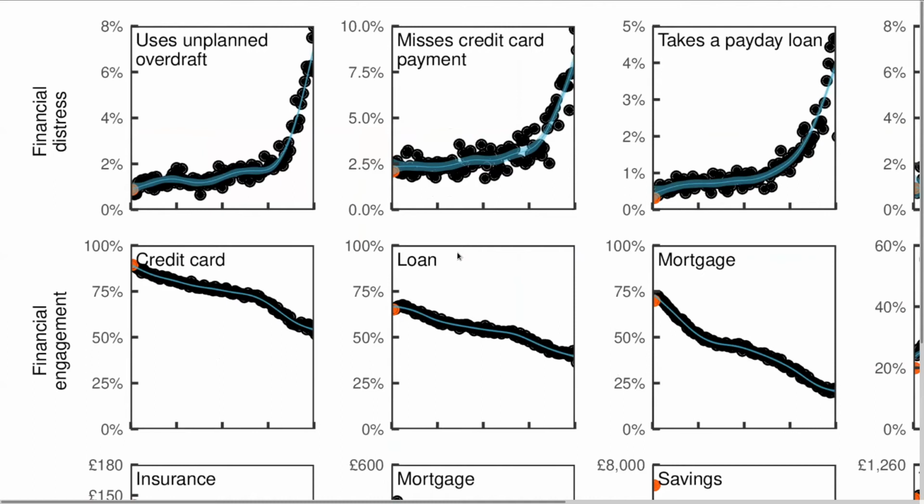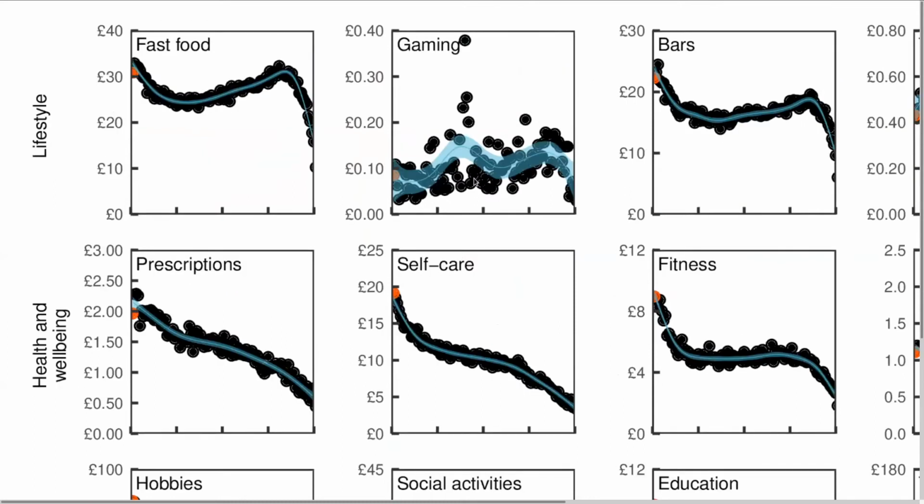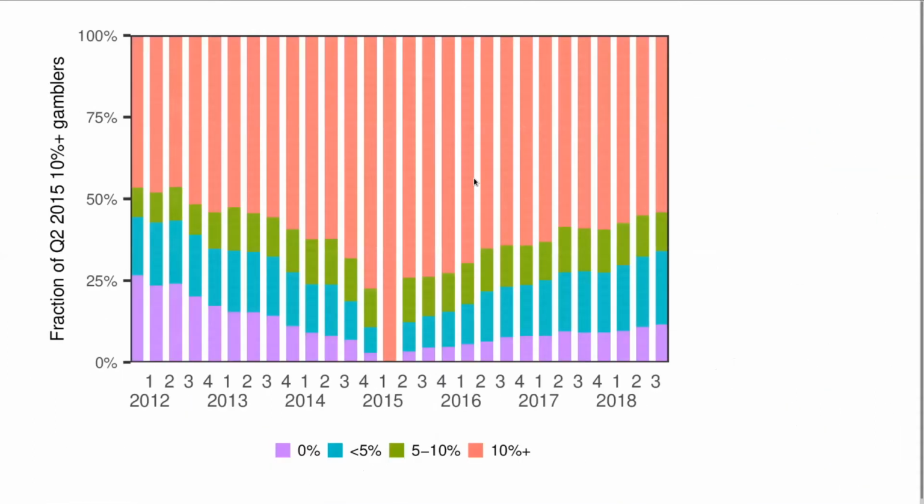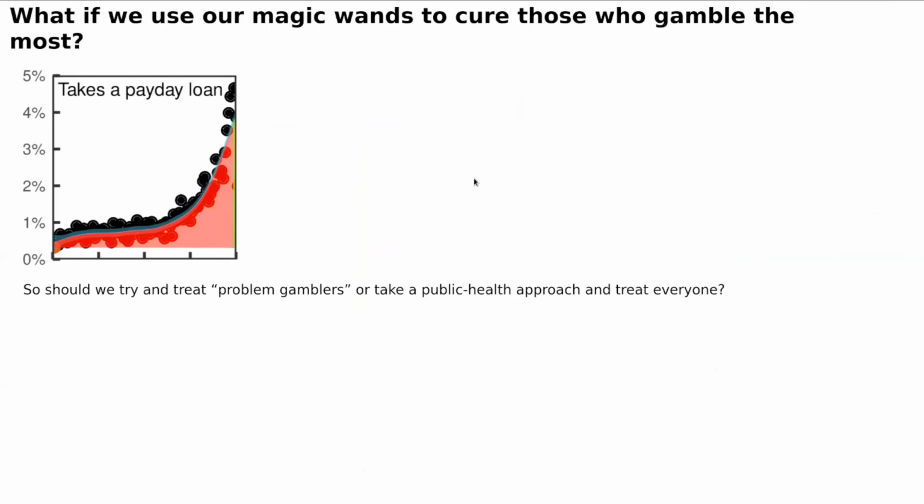So what to say about this? Well, there's one more point that I want to make. What if we could use our magic wands to cure those who gamble the most? So we could find the people who are gambling the very most, and people often talk about gambling as an addiction, and they might say those people are addicted. Now, it's really hard to break an addiction, it's kind of by definition, but supposing we've got magic power and we just cure them, would that help? Would it fix the problem?